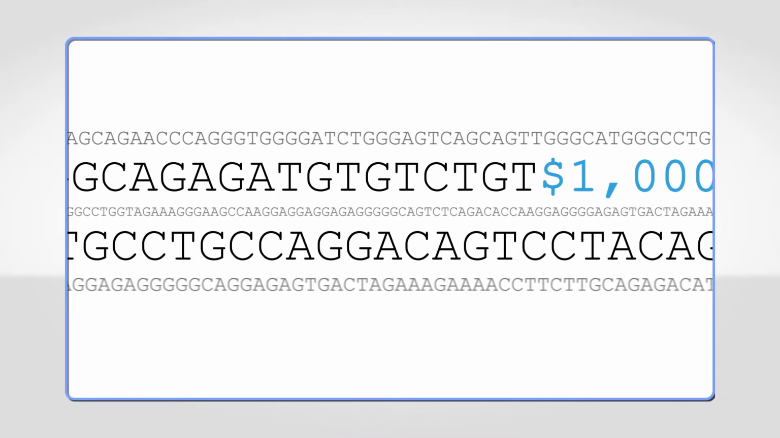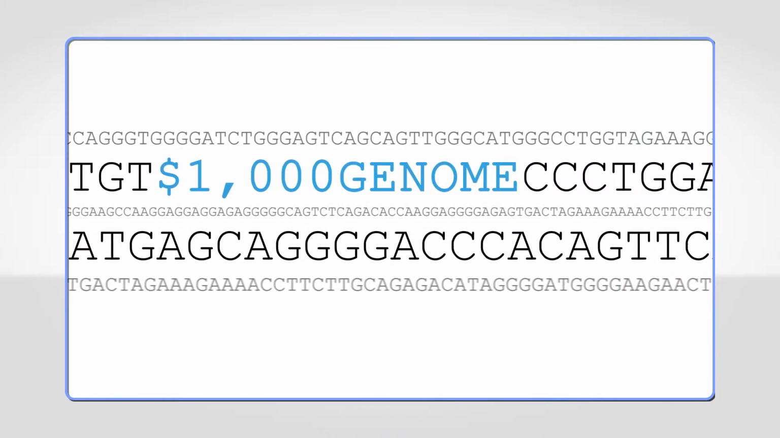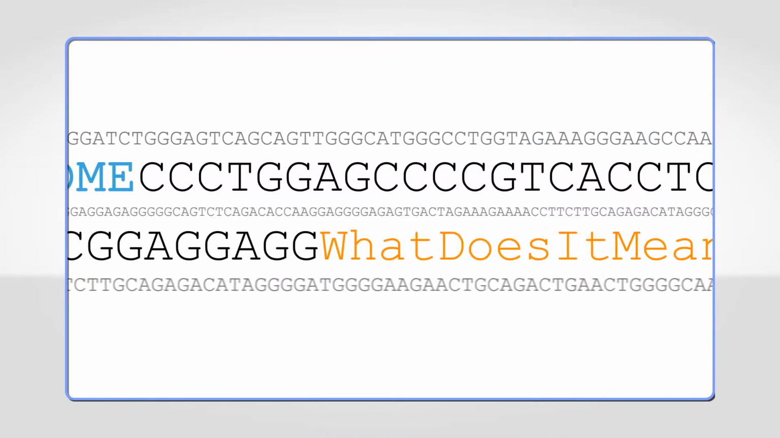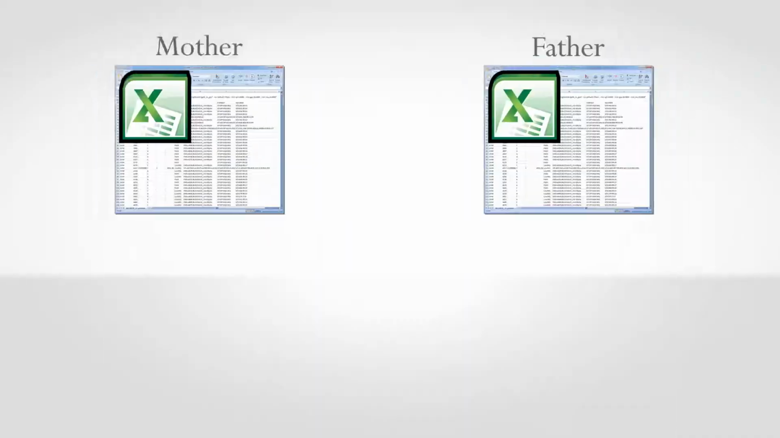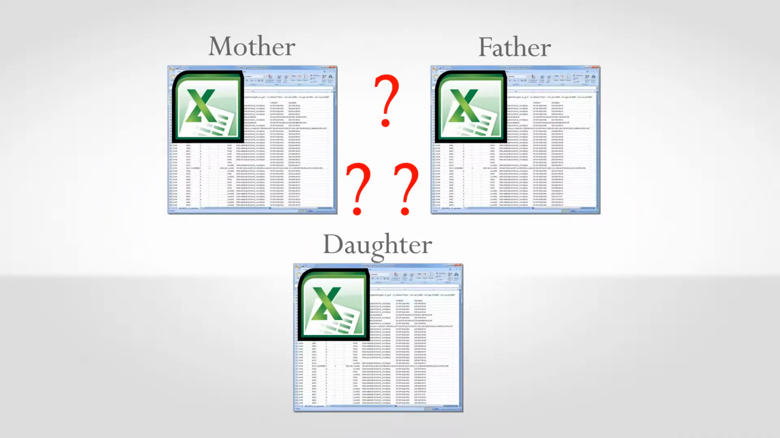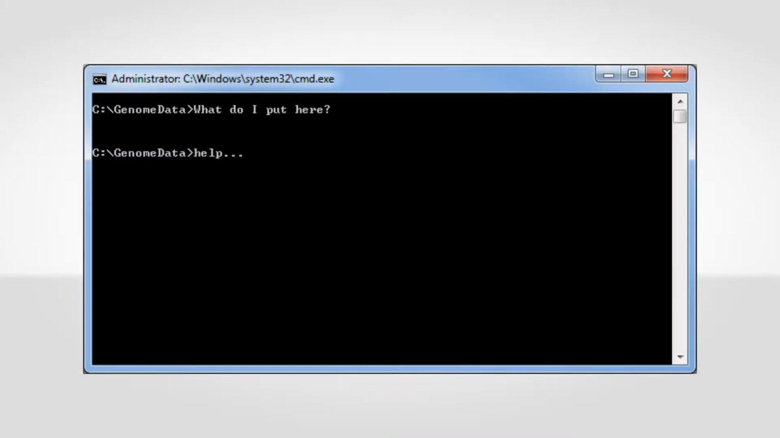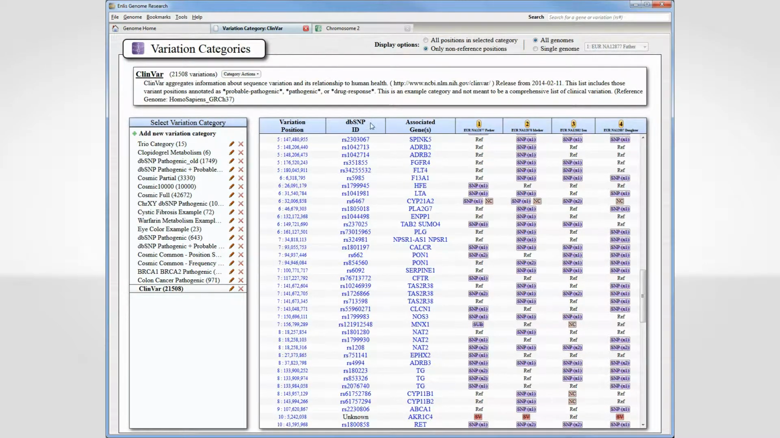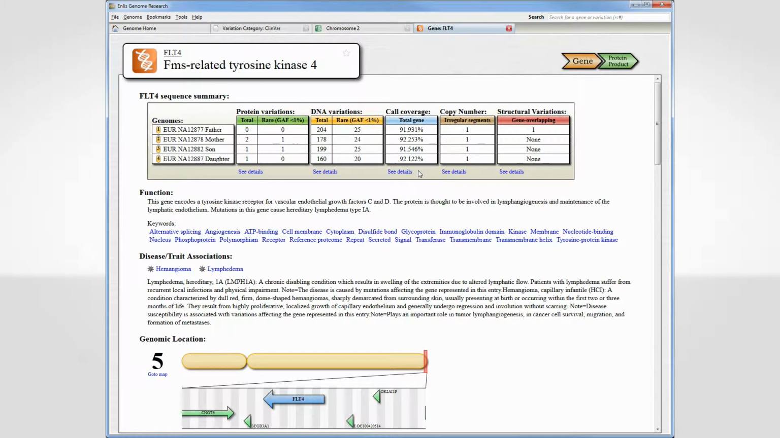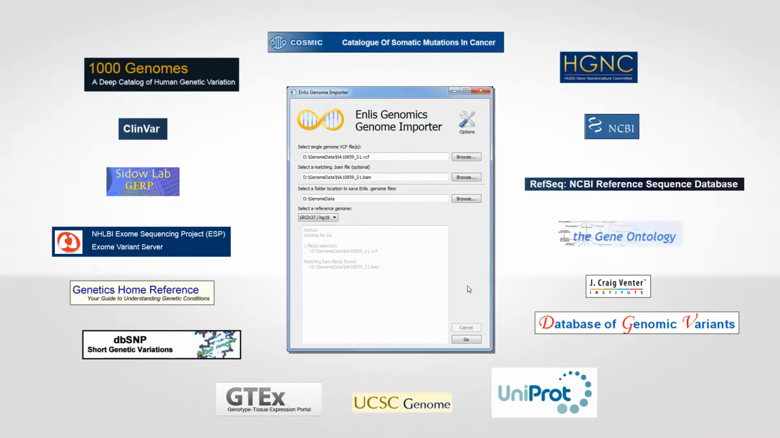DNA sequencing technology has become incredibly powerful, but analysis of the results is still very challenging. Many researchers struggle with too much data, difficult genome comparisons, and hard-to-use tools. That's why we created Enlis Genome Research, software to analyze your DNA sequence data with unparalleled clarity.